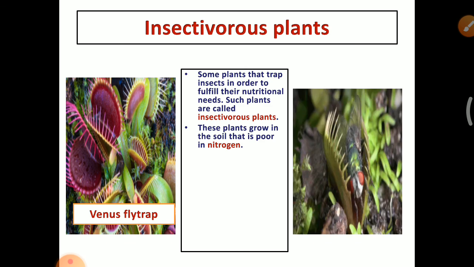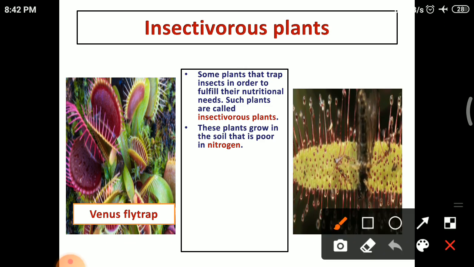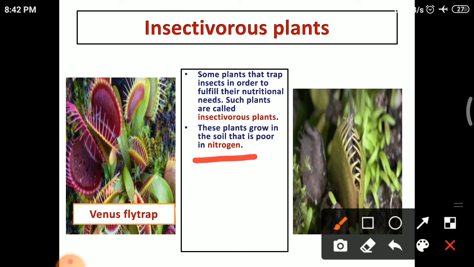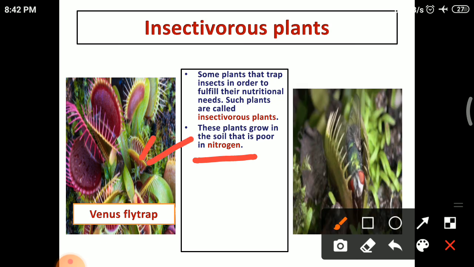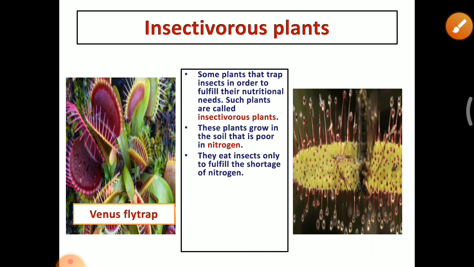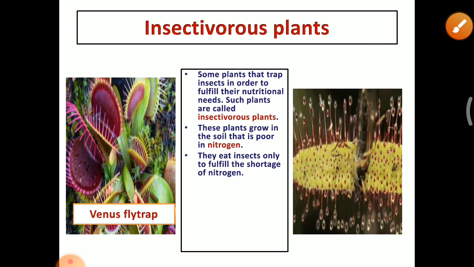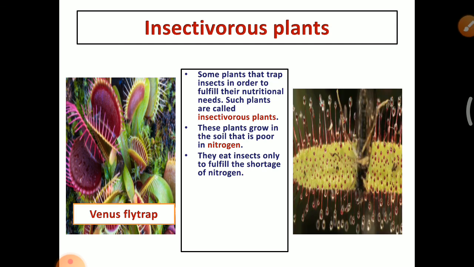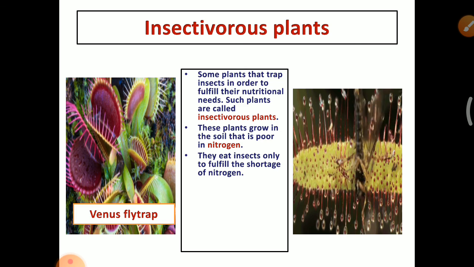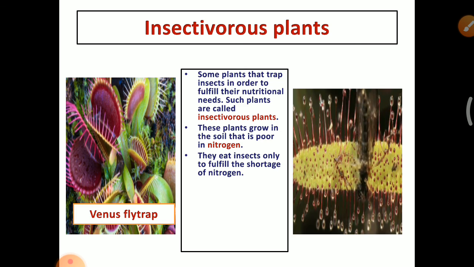These plants grow in soil that is poor in nitrogen. So what is meant by nitrogen? Nitrogen is very important for plants to grow. So these plants grow in areas poor in nitrogen. They eat insects only to fulfill the shortage of nitrogen. This type of plant does not get sufficient nitrogen from the soil, so they eat insects to fulfill the shortage of nitrogen.